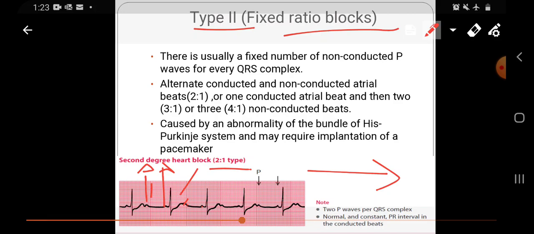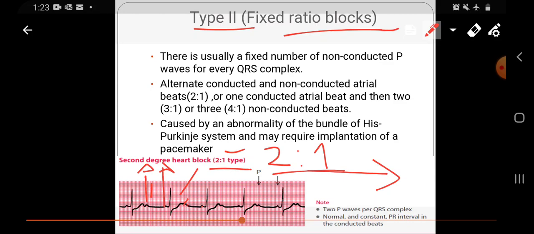So as you notice, for every 2 P waves we have 1 QRS complex, which is why we call it 2 to 1. For every 2 P waves we have 1 QRS complex, because one P wave is not conducted and then we have another one that is conducted. Okay, so it is 2 to 1.